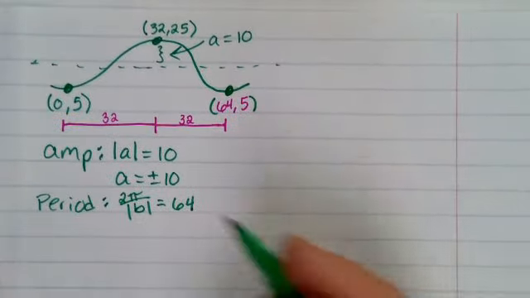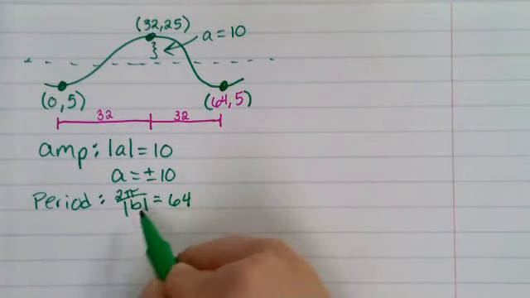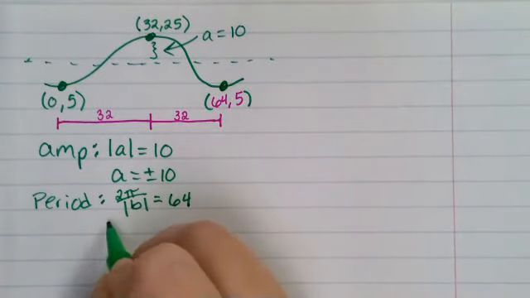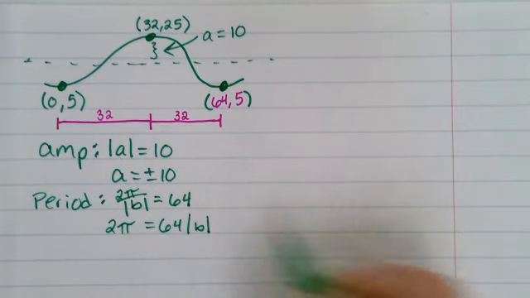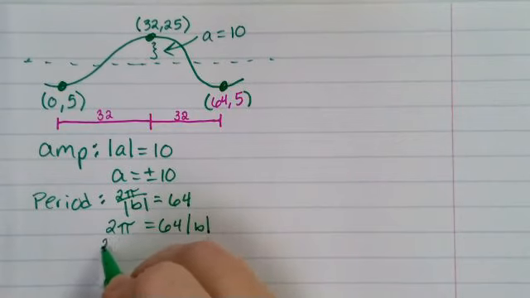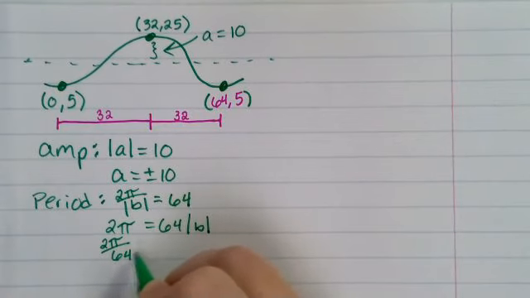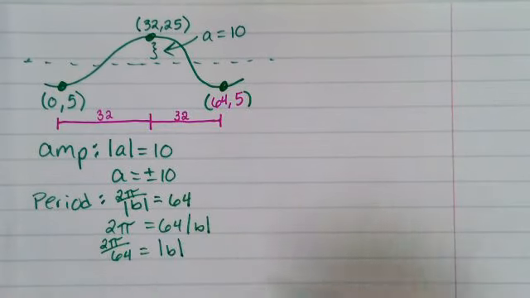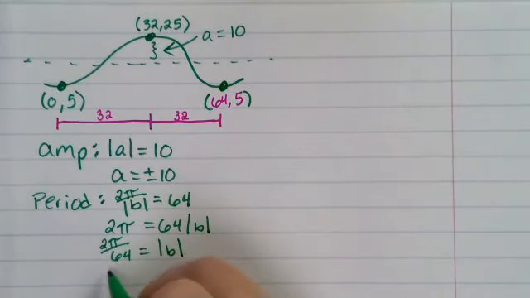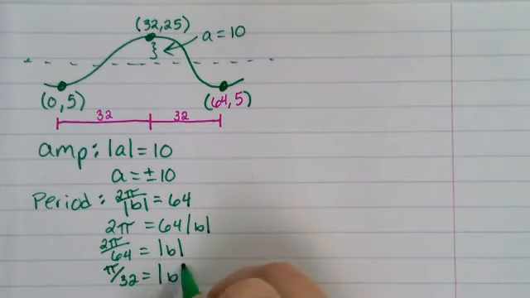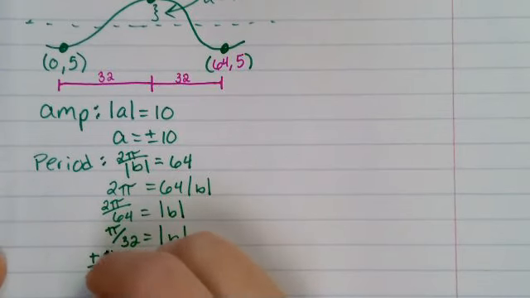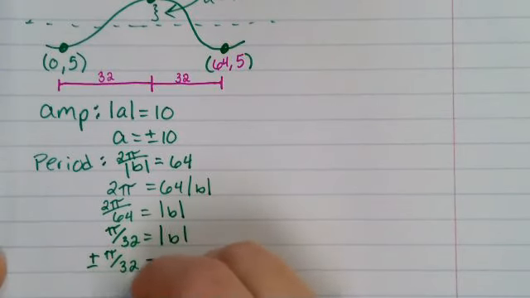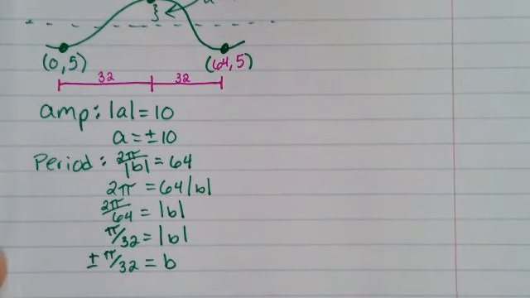So let's go on a little journey here. If I multiply both sides by the absolute value of b, that gives me 2 pi equals 64 times the absolute value of b. Divide by 64, so 2 pi divided by 64 equals the absolute value of b. Reduce this, 2 over 64 is pi over 32. And that's the absolute value of b. The only other thing to look out for is this could be positive or negative for the actual b value, since that had the absolute value on it, okay?